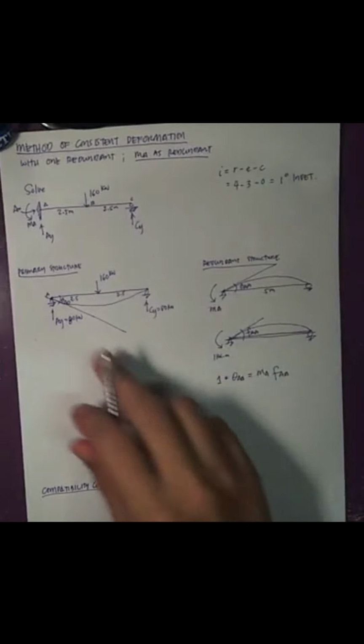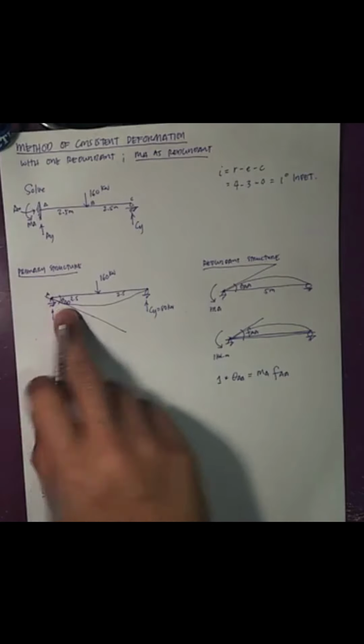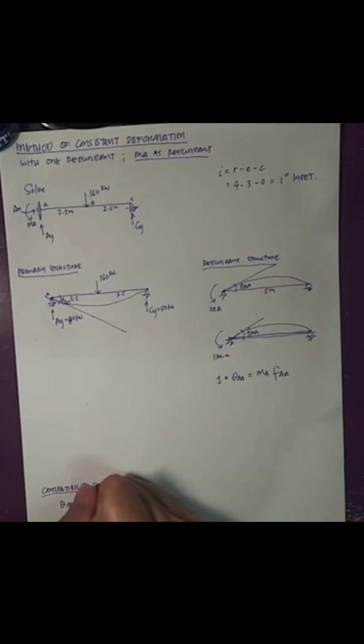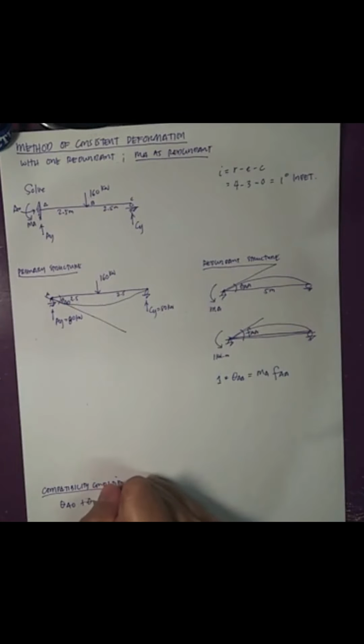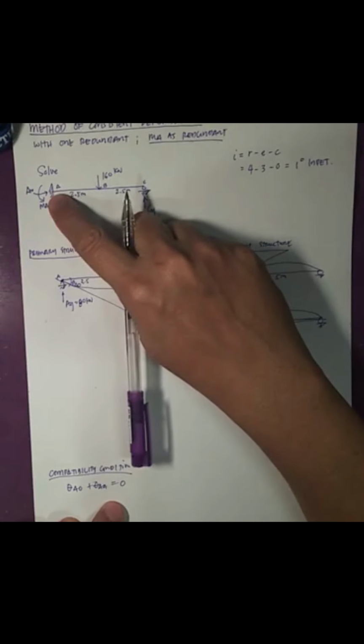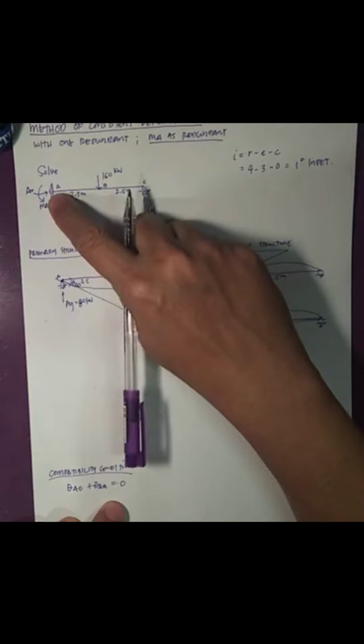So our compatibility condition should be the slope there, theta AO, when added with this slope, theta AA, should be equal to 0. Why 0? Because originally the point A is a fixed support and we know that the slope there is 0.